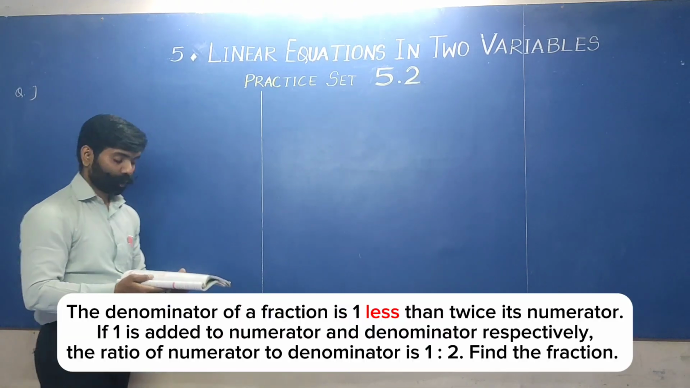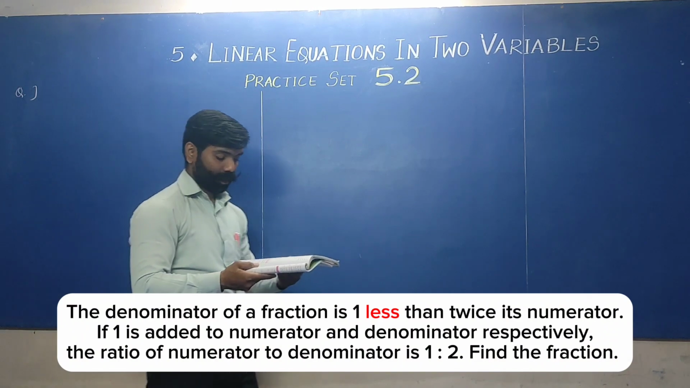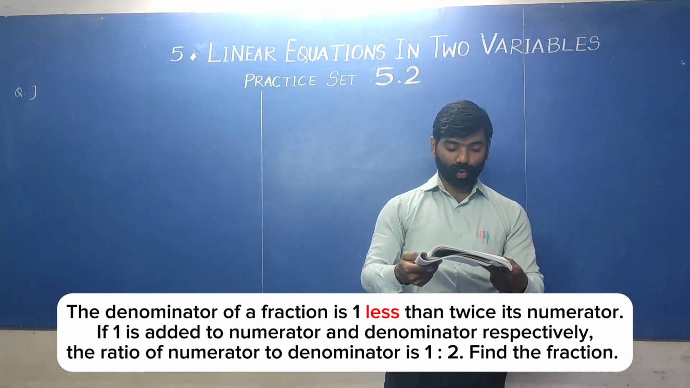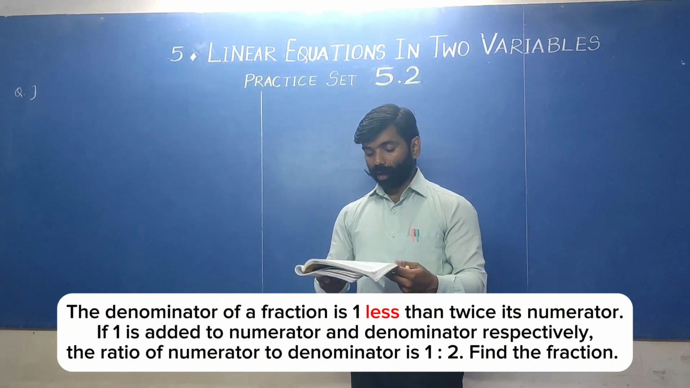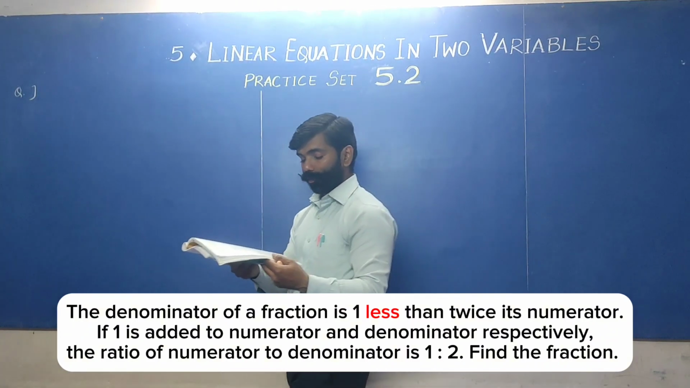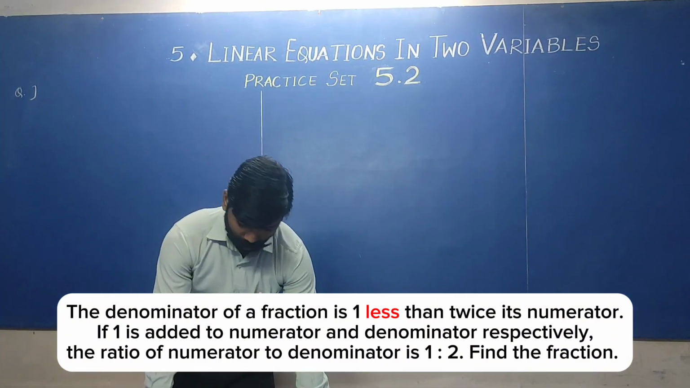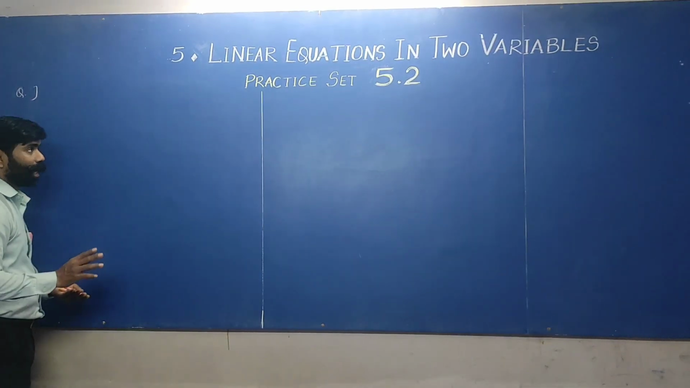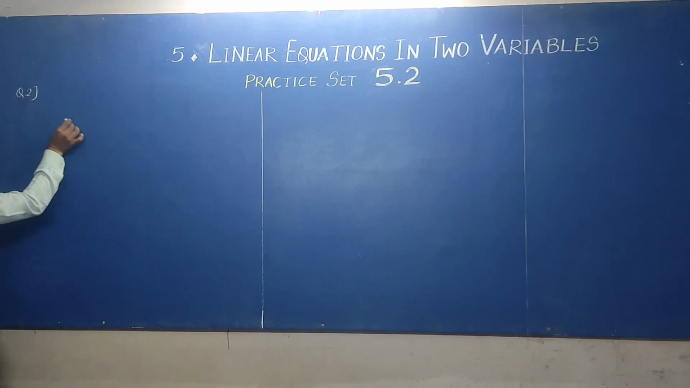Okay students, let's see question number 2. The denominator of a fraction is 1 less than twice its numerator. If 1 is added to numerator and denominator respectively, the ratio of numerator to denominator is 3:5. Find the fraction. Now students, don't panic. It's just a simple sum. I just need to tell you it's really simple. You can see this is question number 2.